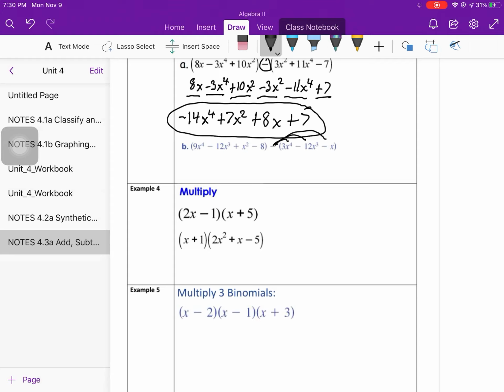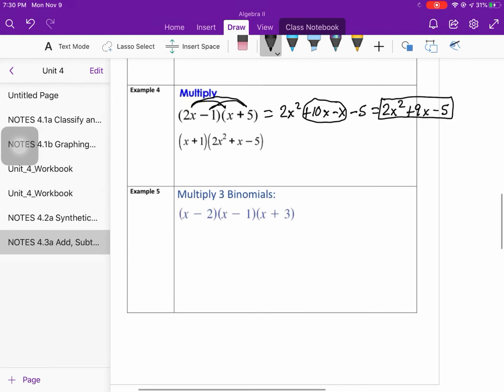Okay, example 4 should look super familiar because we've done these before. So the first one, remember this is the FOIL method. So 2x times x is 2x squared. 2x times 5 is 10x. -1 times x is -x. And -1 times 5 is -5. We can always combine the middle terms for these kind of problems, or not always, but for the most part. 2x squared plus 9x minus 5. So that would be the first answer.